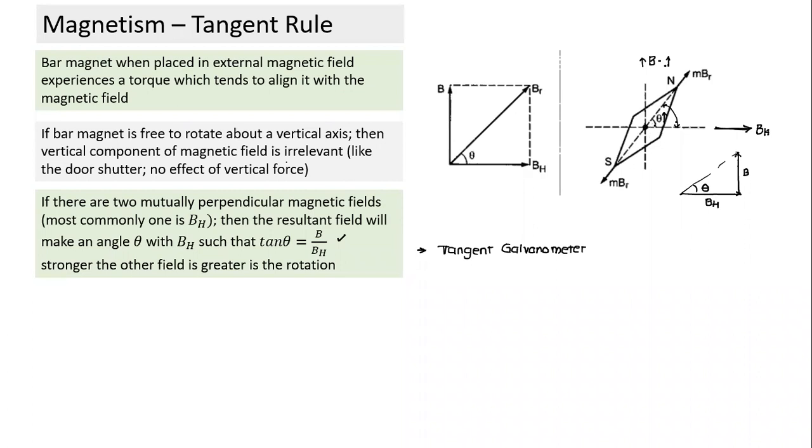If this field is created by circuit current, whatever current we want to measure, we make it flow in a coil, and we'll see that again. Basically we create two mutually perpendicular magnetic fields. One of them is Earth's magnetic field. We create a perpendicular one, and depending on the relative strength of the two, it will rotate. The higher the value of B or the current, the greater the rotation, the greater the value of theta, given by this equation.